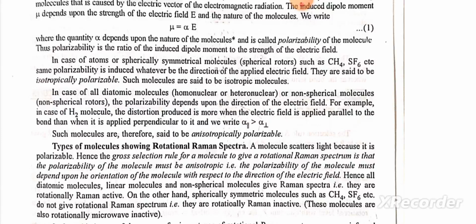That is, the polarizability of the molecule must depend upon the orientation of the molecule with respect to the direction of electric field. Hence, all the diatomic molecules, linear molecules or non-spherical molecules give Raman spectra, that is, they are rotationally Raman active. On the other hand, spherical symmetrical molecules such as methane, SF6, etc. don't give rotational Raman spectrum, that is, they are rotationally Raman inactive.